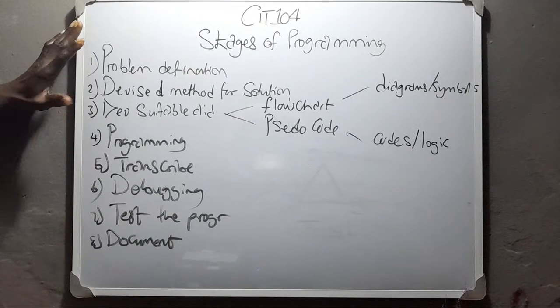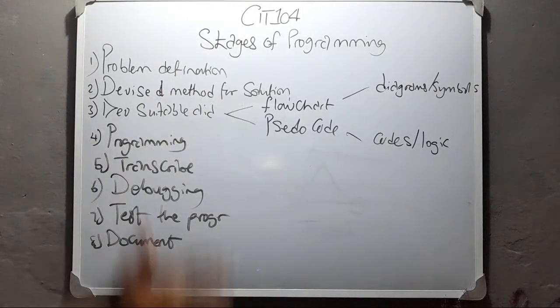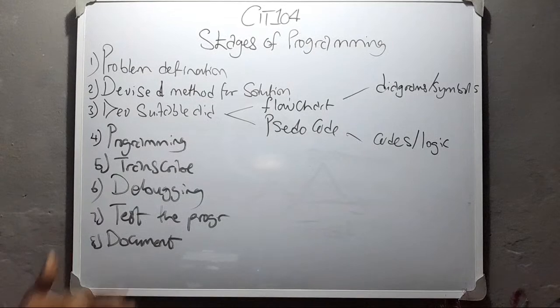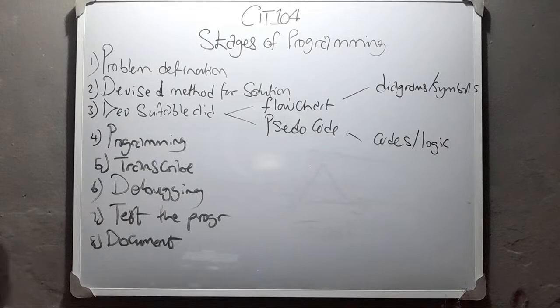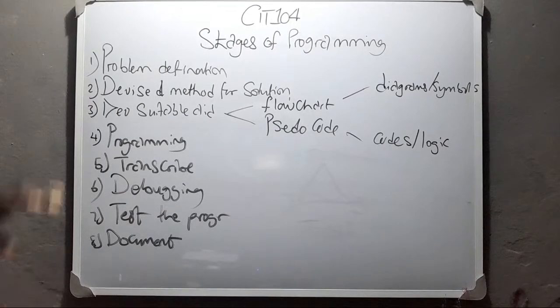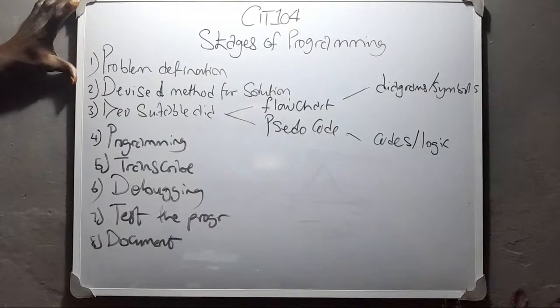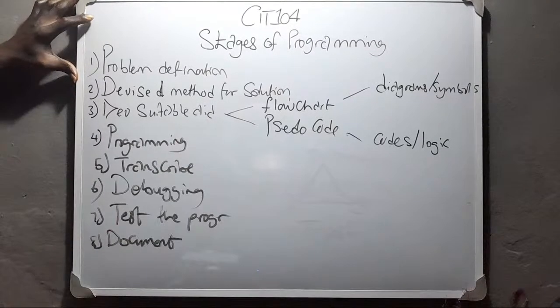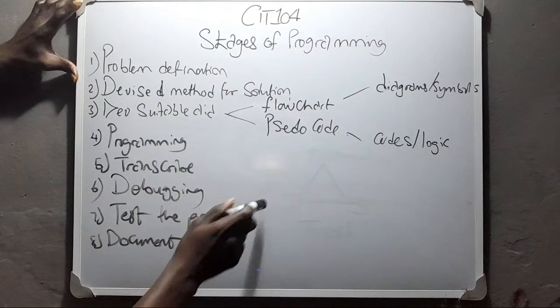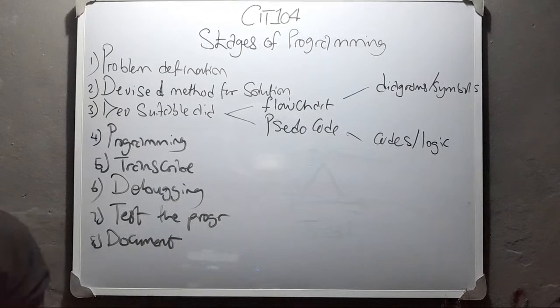About 8 different procedures. First, you identify. Please, we need to pay attention to all these things, because you never can tell. You can be asked which is the 7th level in the stages involved in programming. So we have the problem definition, the devising method, developing a suitable aid, then you start your programming, then you transcribe, you debug, you test the program, then you do your documentation. And we have that.